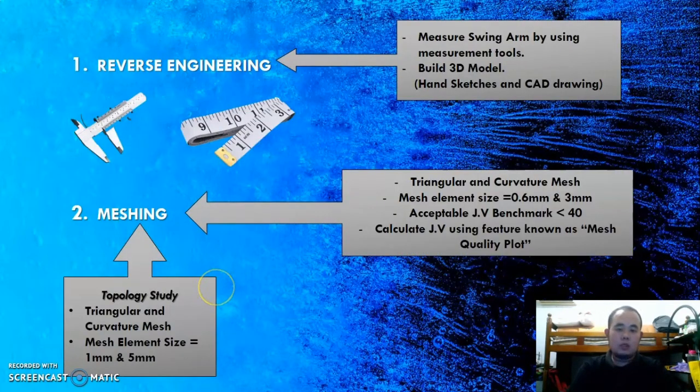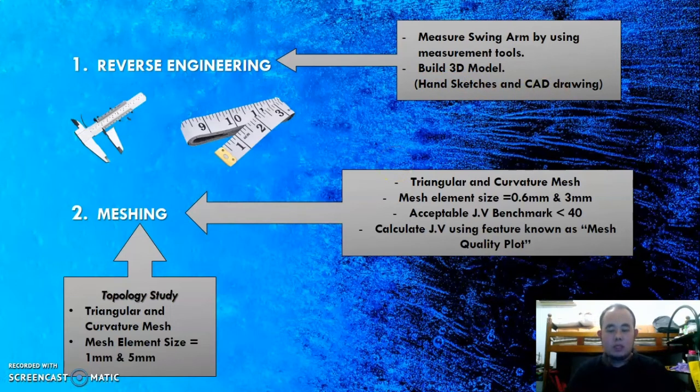And now I'll also be presenting the elements of our methodology. So the first element is reverse engineering. Reverse engineering is basically deconstructing a product in order to achieve its design information. So firstly, we measure our swing arm by using measurement tools, such as vernier caliper, measuring tape, and even a ruler. And later we build a 3D model by using manual hand sketching and also 3D CAD drawing.